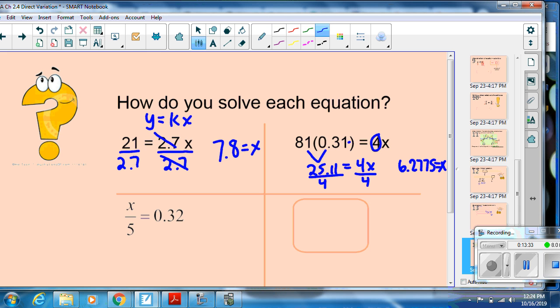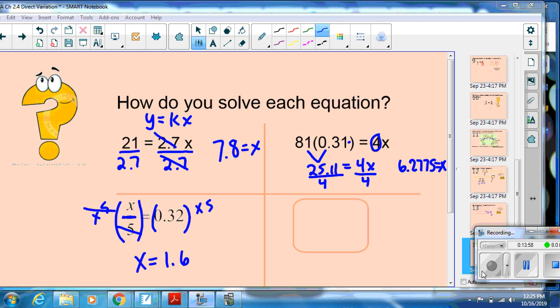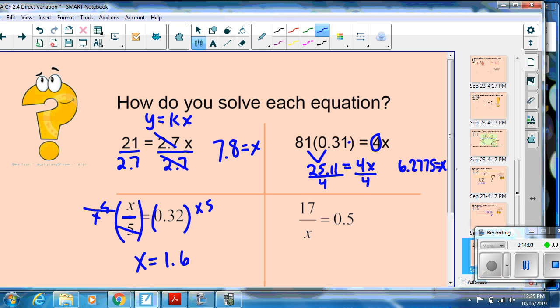All right, what about this one? x over 5 equals 0.32. In other words, x divided by 5 equals 0.32. If I want to undo divided by 5, then I'm going to multiply both sides by 5. That's going to undo that division. So I have x alone, and I'm going to do 0.32 times 5. And we're going to get x equals 1.6.